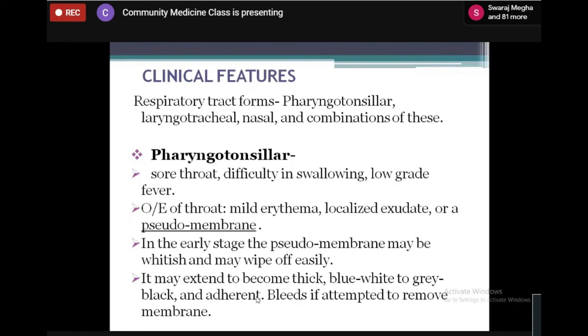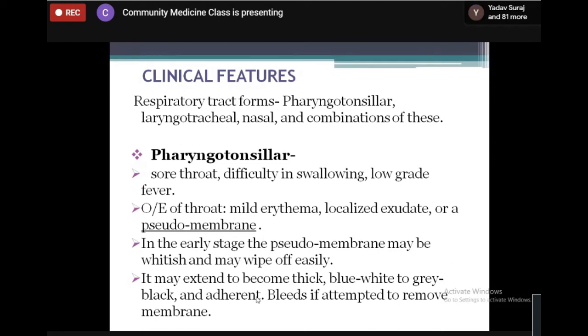Talking about the clinical features, how the child affected by diphtheria will present to you. If the bacteria has entered through the respiratory pathway, the child might present with one of these different forms of diphtheria: laryngotonsillar, laryngotracheal, or nasal diphtheria, or a combination of these, such as pharyngotonsillar plus laryngotracheal, or pharyngotonsillar plus nasal.